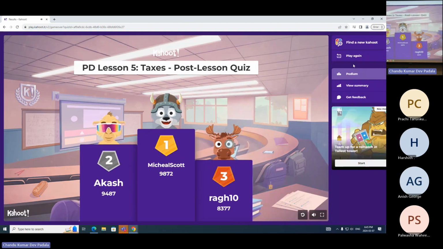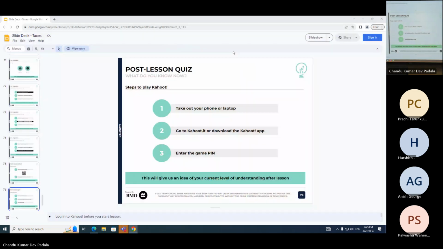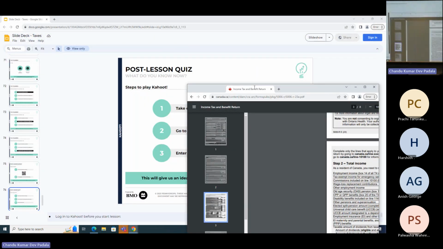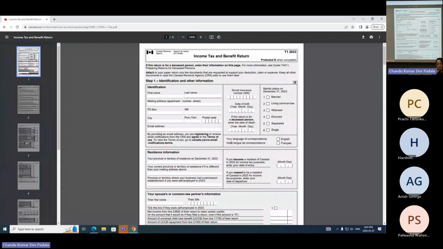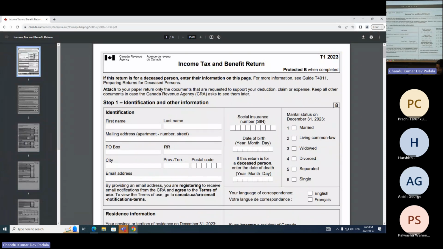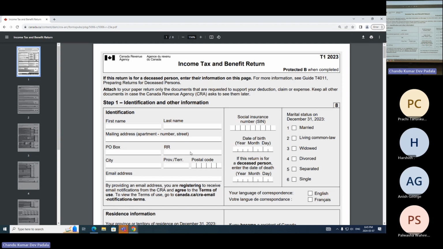All right, congrats. We'll stick around. So we got a request to go look at a tax return. This is the form that's going to be submitted to the CRA when you file your taxes.